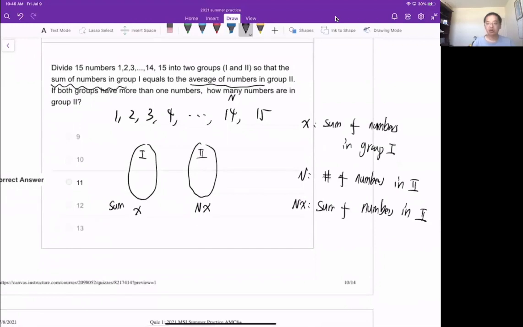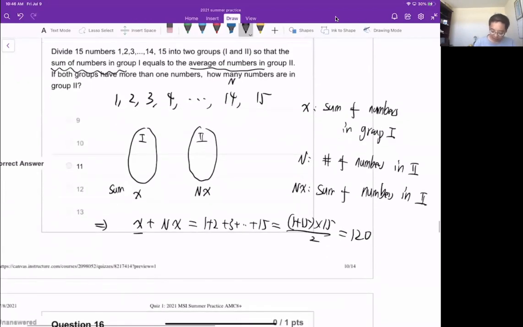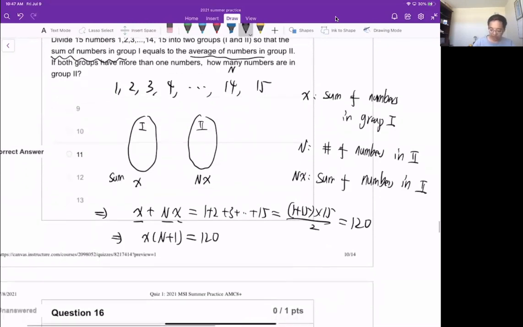Okay, now because group 1 and group 2, if we combine them together, it's just this total of 15 numbers. From here, we deduce that X plus NX is 1 plus 2 plus 3 and all the way to 15. And we apply the Gauss formula. This is (1 plus 15) times 15 divided by 2, and this is 120. And of course both X and N are integers. And we do a simple factorization. So we can pull X to the front. So X times (N plus 1) equals 120.